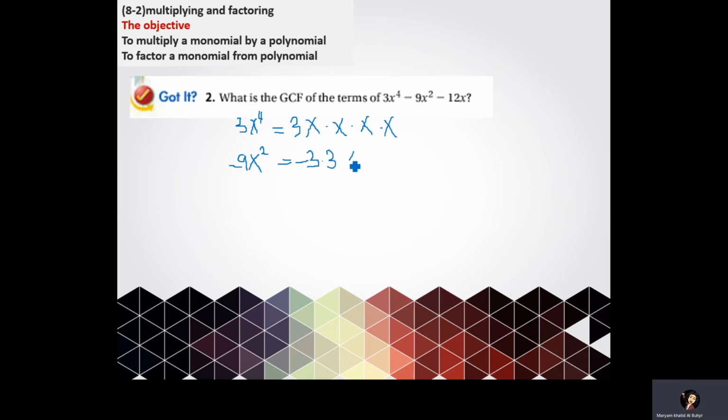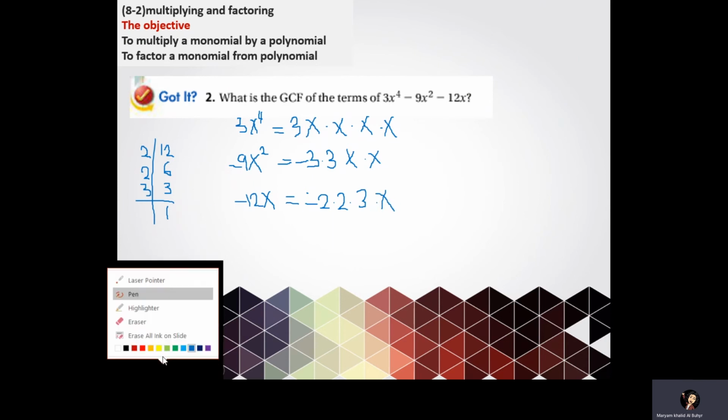Then this x squared will be x times x, which is repeated multiplication. Finally, we have negative 12x, which equals, what is the prime factorization of 12? I can divide it by 2. 2 is prime. Then I will get 6. Then I will divide the 6 by 2 again. So I will get 3. Then I will divide by 3. And finally, it's 1. So the prime factorization is, I will drop my negative, 2 times 2 times 3 times x.